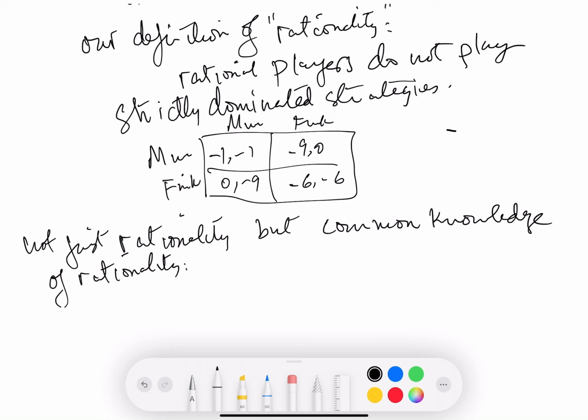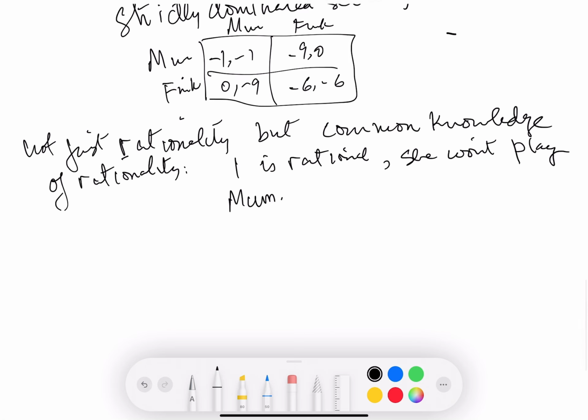What I mean is one is rational. If one is rational, we know he won't play mum, right? Common knowledge of rationality says the following. Not just one is rational, but two knows that one is rational. Okay, so this is really important. This is now a higher order assumption. Not just one is rational, but two knows that one is rational.